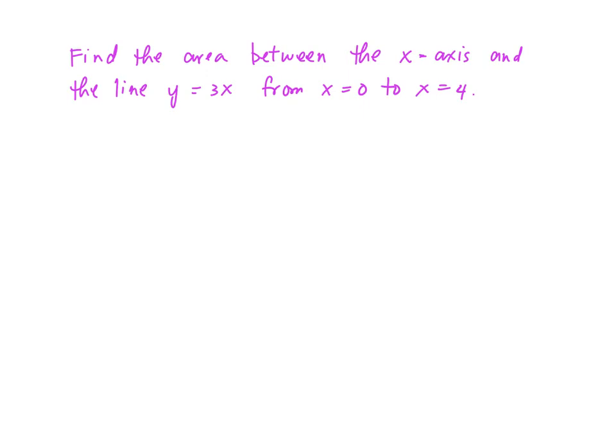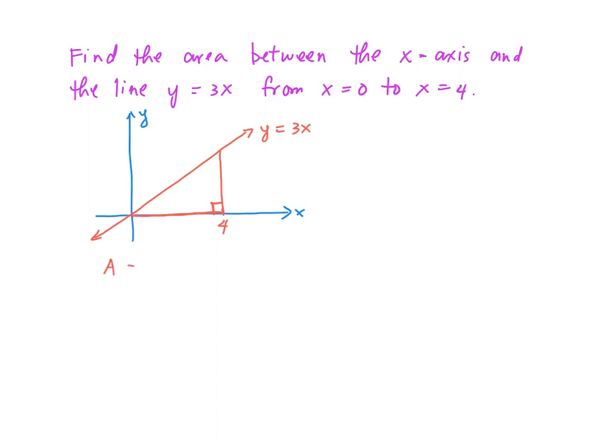Let's do a simple verification. Let's find the area between the x-axis and the line y equals 3x from x equals 0 to x equals 4. Let's make a quick sketch. Okay, so let's say that's a sketch of our line y equals 3x. The area under the line from x equals 0 to x equals 4, let's say x equals 4 is here. So what we are looking for is the area of this right triangle, which we do not need calculus for. We will do this in two ways. Let's use the very simple formula A equals 1/2 base times height, and let's check if we get the same answer using the definite integral.